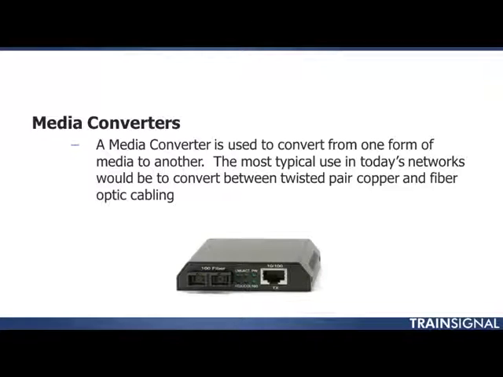Now we have a few more devices that I just want to quickly go through here, and we'll wrap up this lesson. The first one is a media converter. I have a picture of one on the screen, but I don't want you necessarily worrying about what it looks like, just like with many of the other things that we've talked about. The idea behind it is that it is used to convert between one form of media and another. The most typical use in today's networks is where you will convert between twisted pair copper cabling and fiber optic cabling.